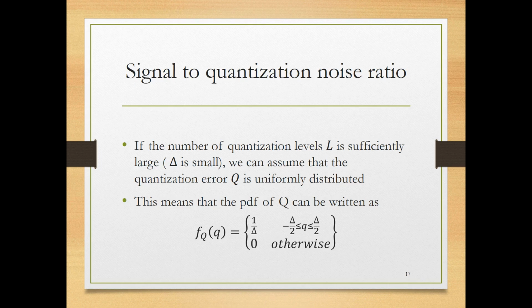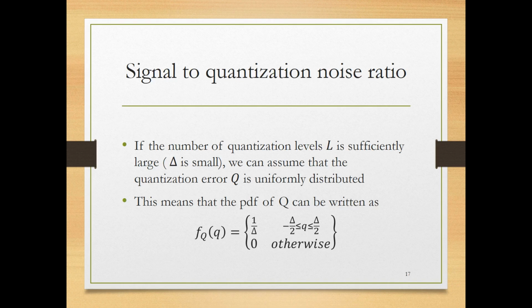This means that the PDF of Q can be written as: for any value of the quantization noise between minus delta over 2 and delta over 2, the probability to happen is how much? 1 over delta. Because from minus delta over 2 till delta over 2, what's the distance? Delta means you have delta number of values. If all of them have the same probability, then what's the probability that any one of them will appear? 1 over delta.